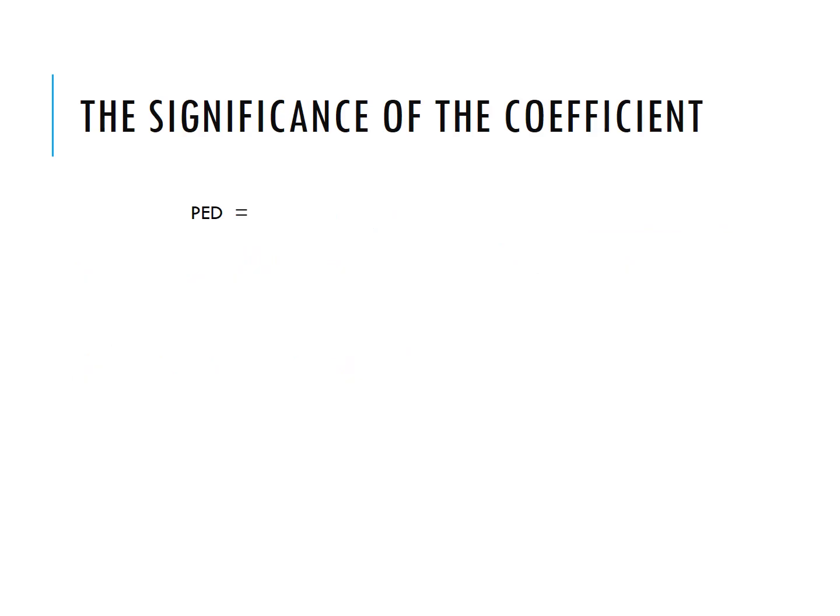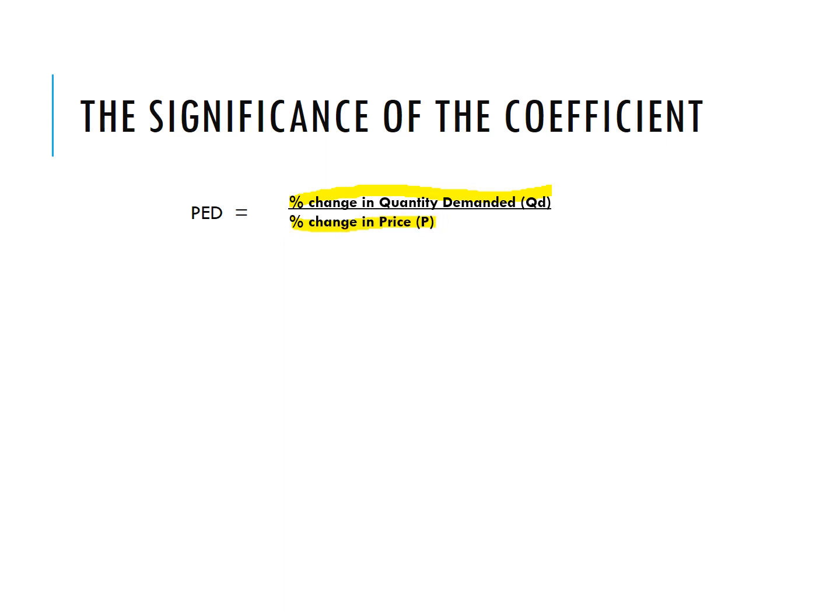So what is the significance of the coefficient that we're generating? Well, the price elasticity of demand is the percentage change in quantity demanded over the percentage change in price. And what we want to know really is how much will demand change, the top bit, if we change the price? Now, if our answer is greater than 1, the top half is going to be bigger than the bottom half. But if our answer is less than 1, the top half, the change in demand, is going to be smaller than the change in price.